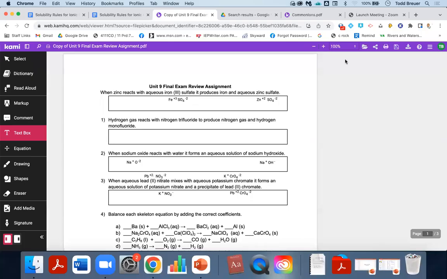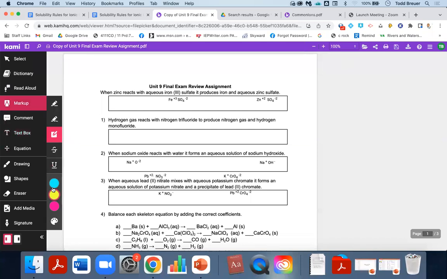Okay, welcome back. So here we are, we're looking at Unit 9 for the final exam review. And our first few questions here, 1 through 3, they're asking us pretty much to take words and convert them into what we call a skeleton equation. Basically, that means to write the chemical symbols for each reactant and each product.